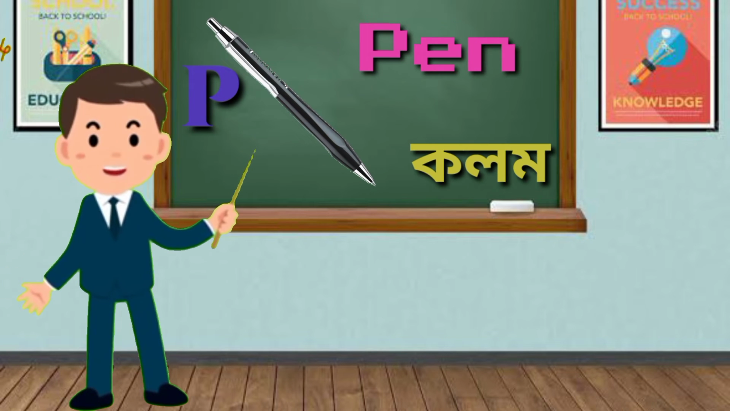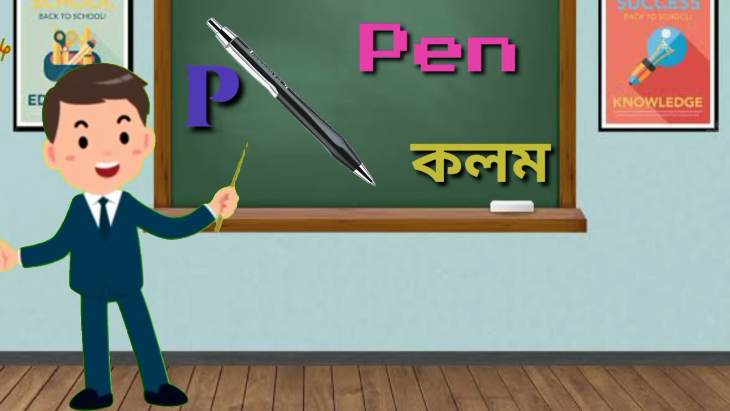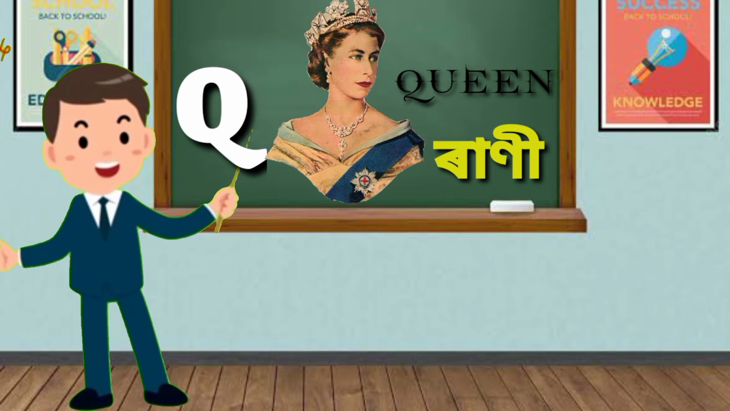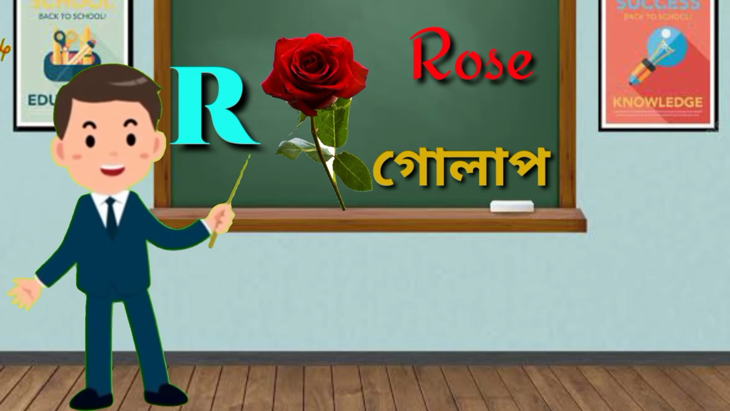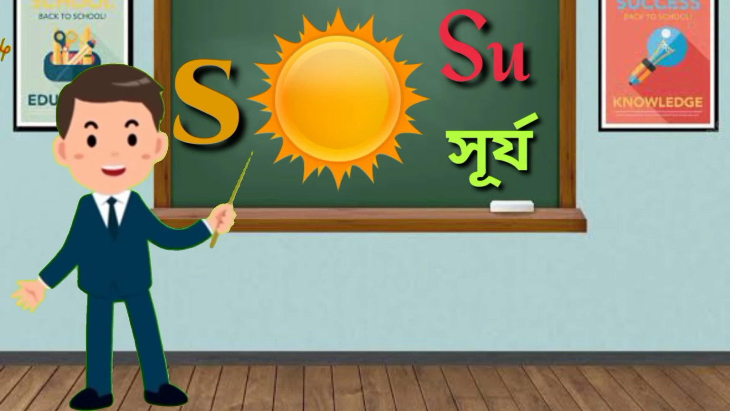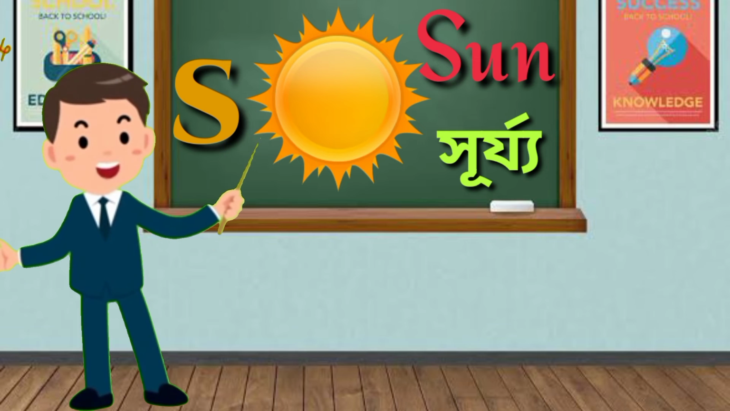P is for pen. Pen মানে কলম. Q is for queen. Queen মানে রানী. R is for rose. Rose মানে গোলাপ ফুল. S is for sun. Sun মানে সূর্য.